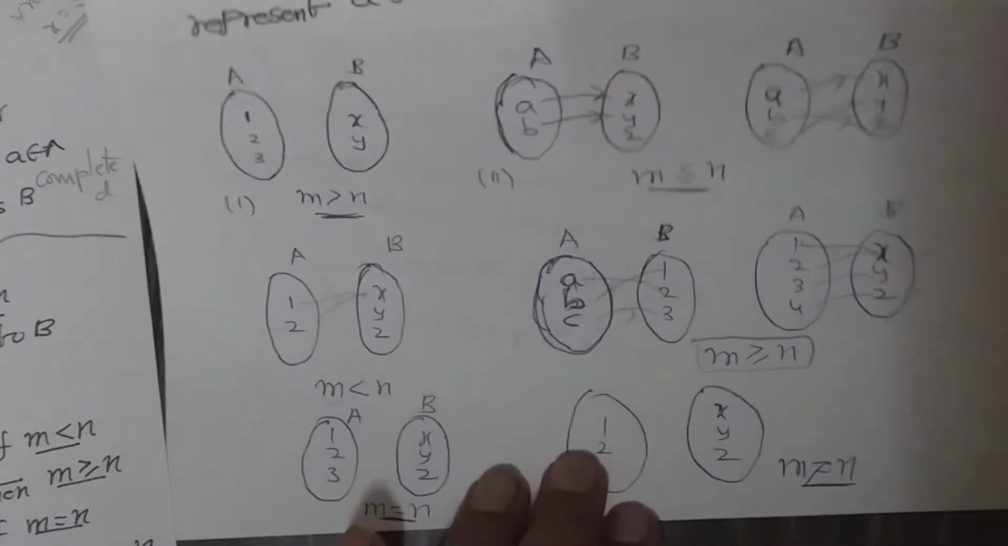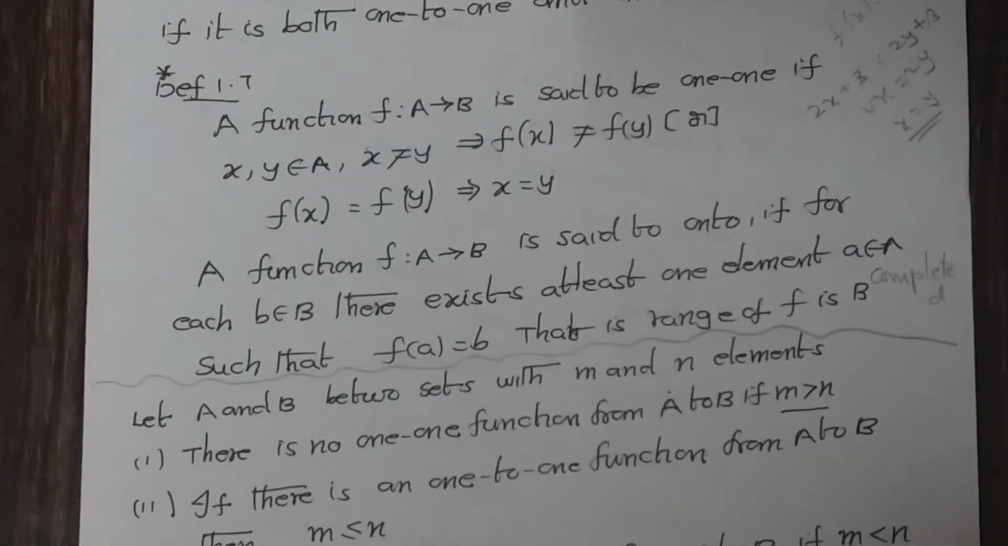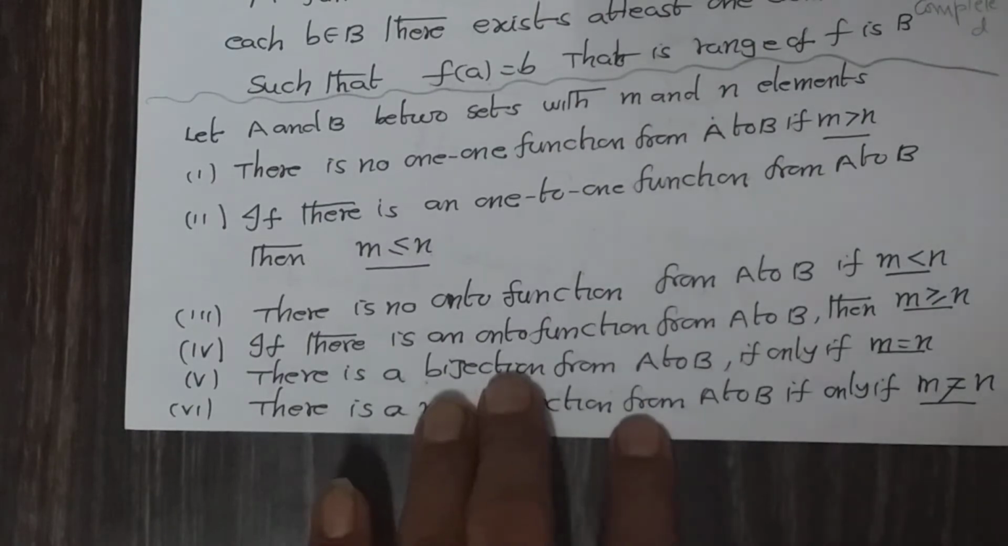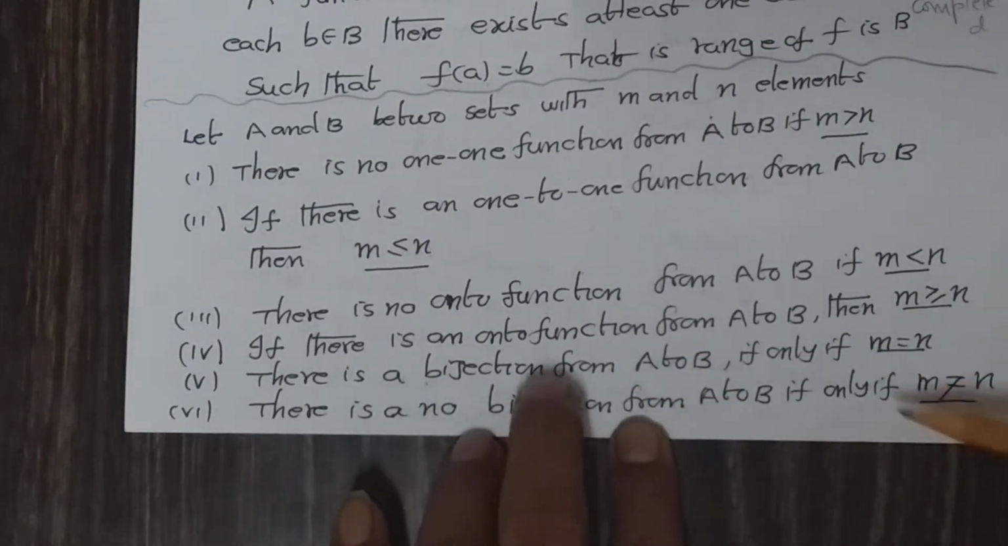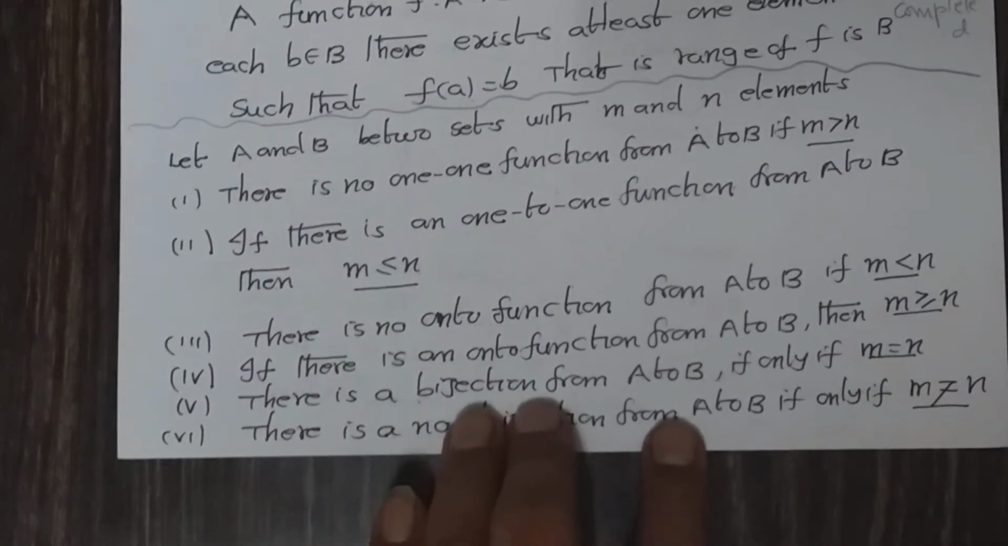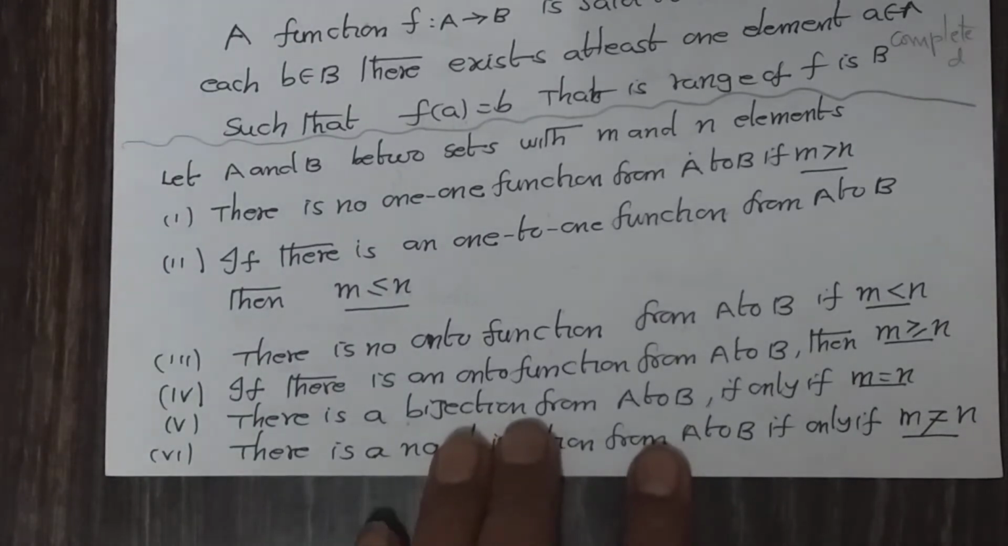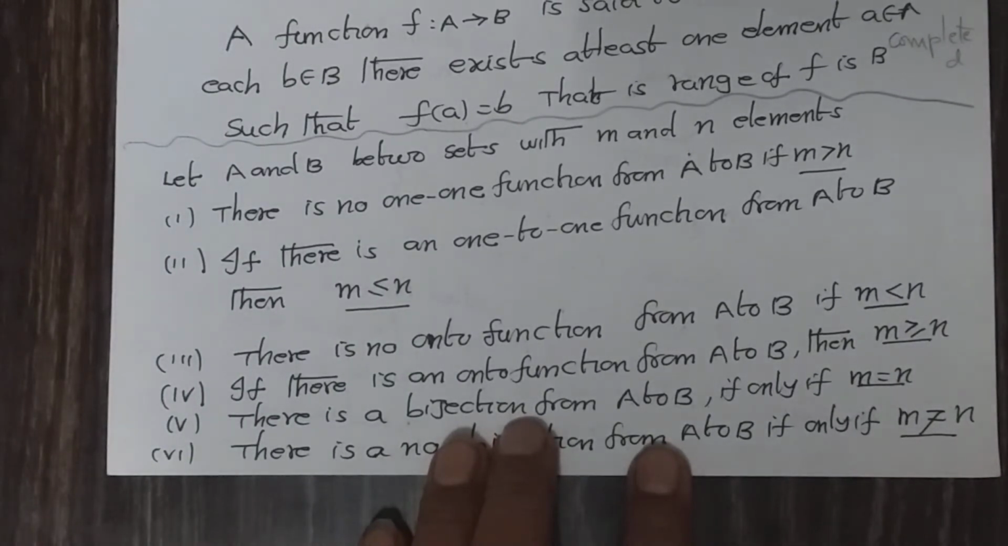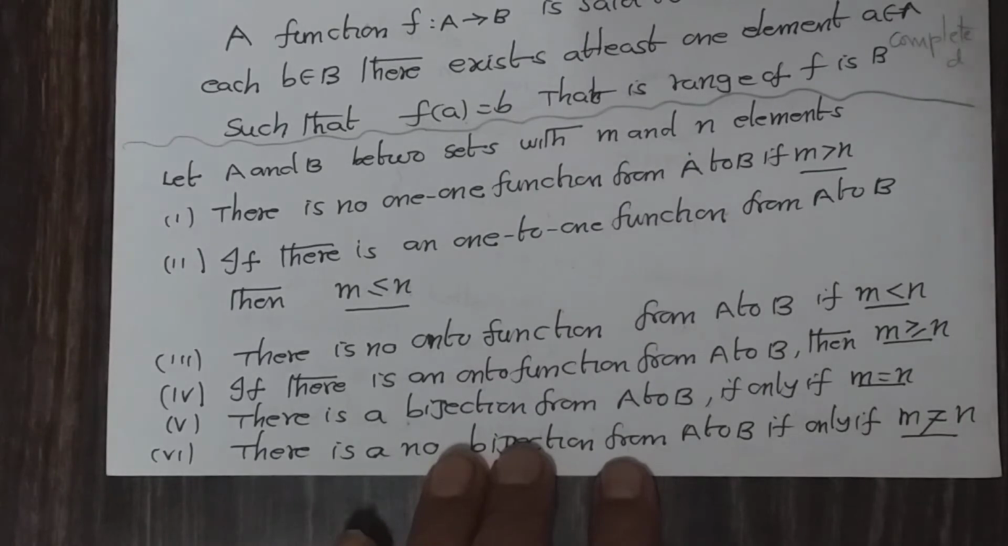So now, what is the fifth point? The fifth case we will see now. There is a bijection from A to B if and only if m is equal to n. This is a very important point. We even saw it in the exercise also. What is the meaning of bijection? Both 1 to 1 and onto. So if the number of elements in set A and set B are equal, then only it is a bijection. Otherwise it is not a bijection.